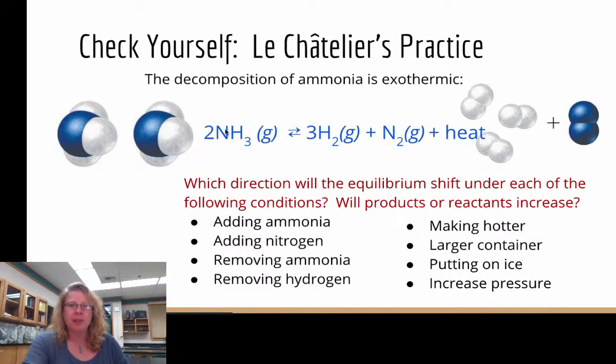If I add ammonia, I'm adding to this left side. That means the reaction is going to shift to the right. And if it shifts to the right, that means we're going to increase the amount of hydrogen and nitrogen, and decrease the amount of ammonia that was present.